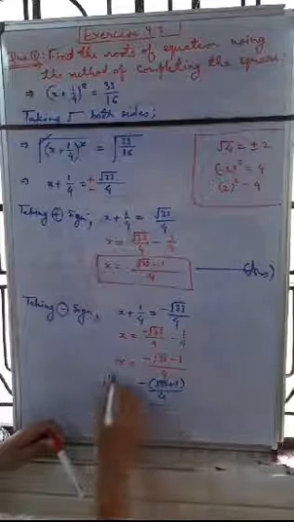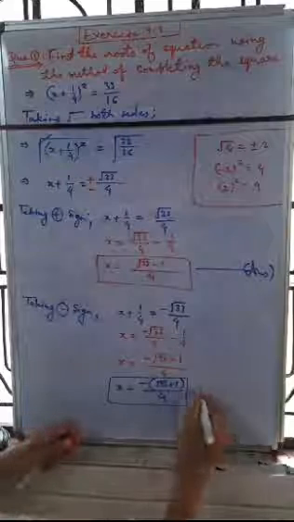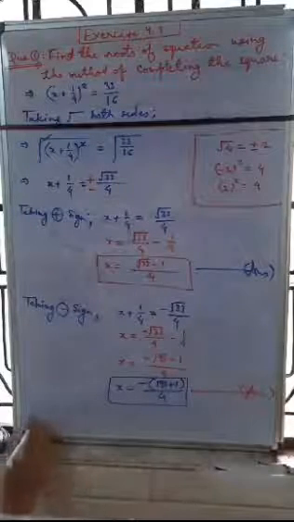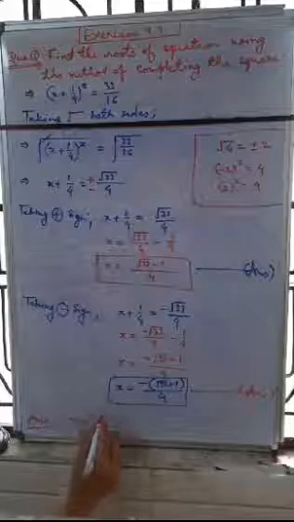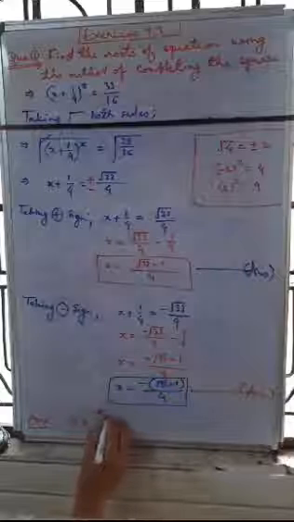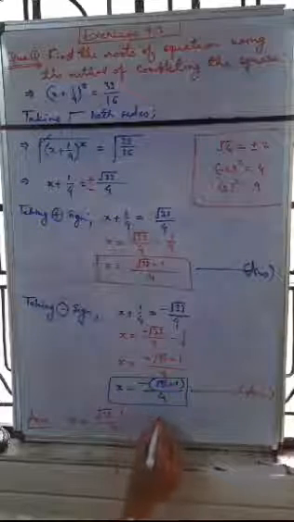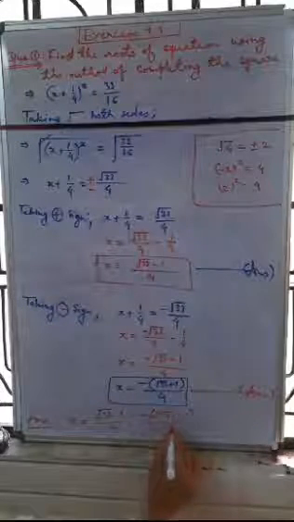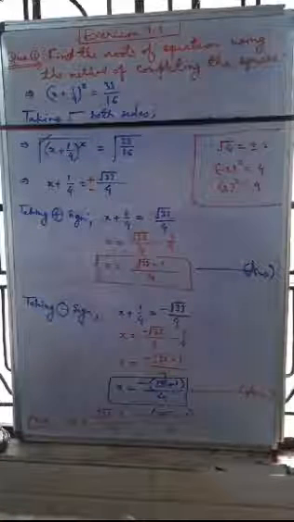So both are the solutions of the given equation by using the completing the square method. You can write the answer like this: x is equal to under root 33 minus 1 upon 4, comma, minus under root 33 plus 1 upon 4. So this is the solution of this equation.